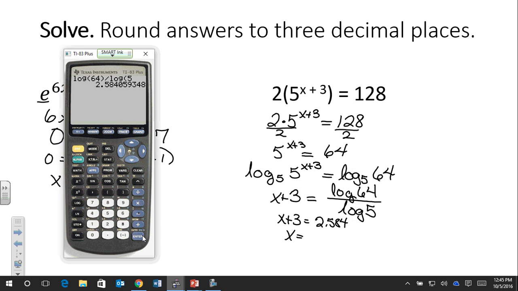And so we take away 3, and we get negative 0.416. Did we get that? X is about negative 0.416. We had to round it, so we can put an about equal to sign there. All right, can that be a valid answer for our solution? Yes, because we're taking 5 to a power, and that power would be positive in any way. Okay, what questions do you have about this slide? Okay with this one? All right, next one.